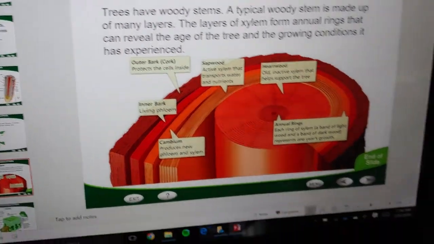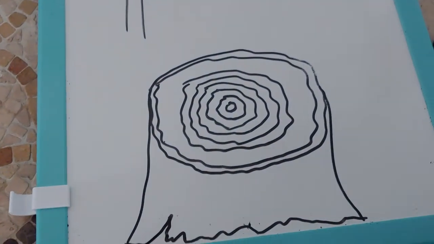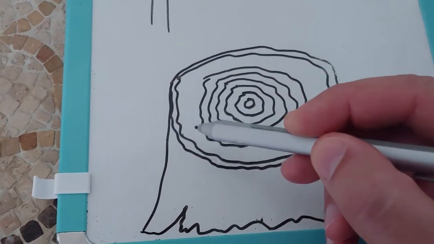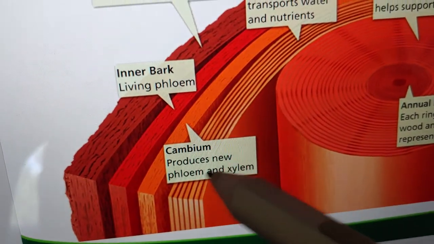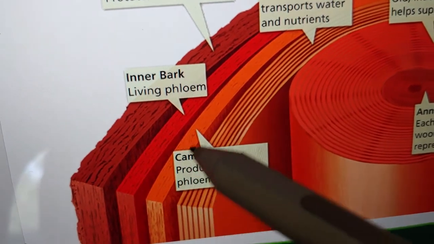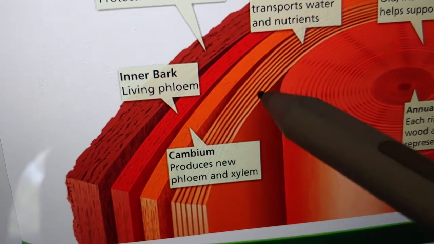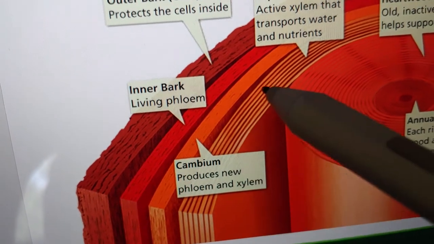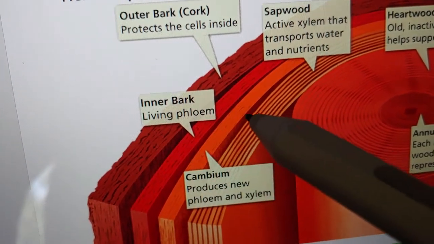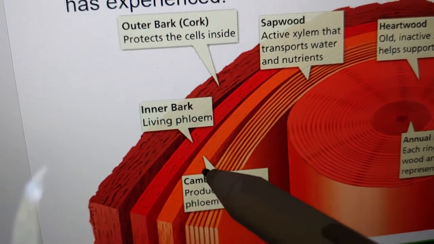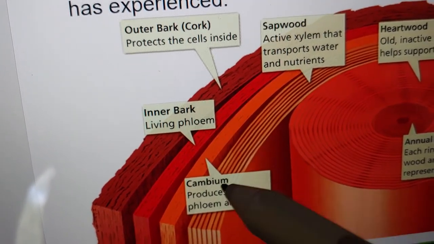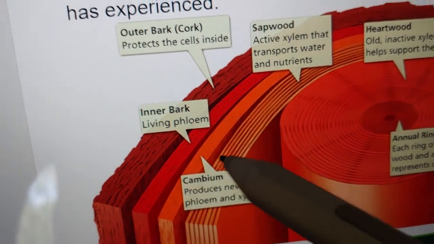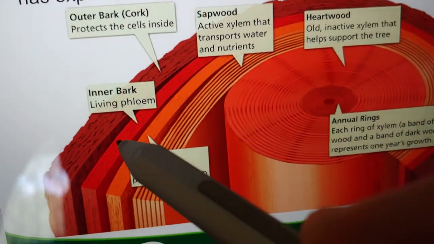So let me show you how to count the rings. Remember that there is a layer called the cambium where it's growing. It was this one right here. See how cambium is where new xylem and phloem are being made? There are actually no rings here. The rings are made right here. This is a xylem and here's a phloem. But every year that we make xylem and phloem, we're making two rings. We're making a ring of xylem and a ring of phloem. So if we count these rings, we're double dipping.